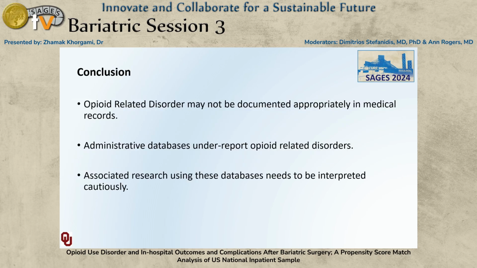So the conclusion is a little bit challenging. I think the main conclusion is that opioid-related disorders may not be documented appropriately in medical records. Basically, in this database, the registrar goes to the discharge summaries and op reports and codes based on those. Because of that, administrative databases underreport opioid-related disorders, and any research coming from these databases should be interpreted cautiously.